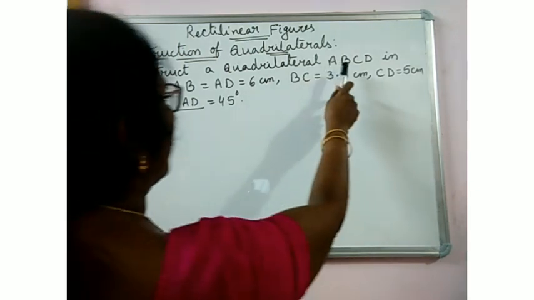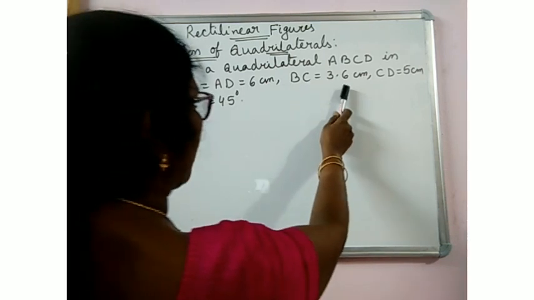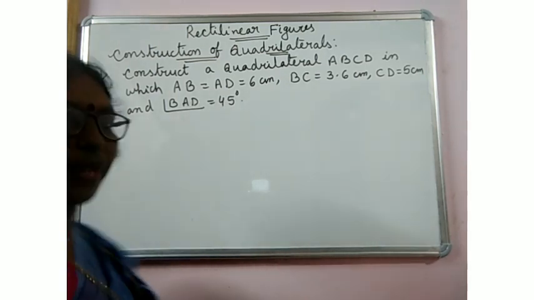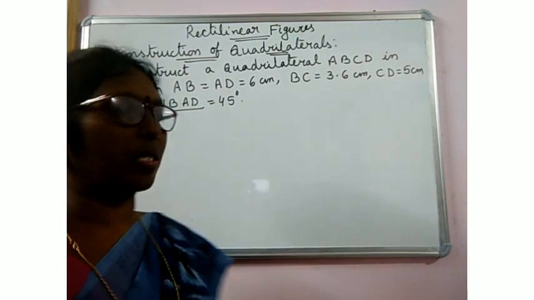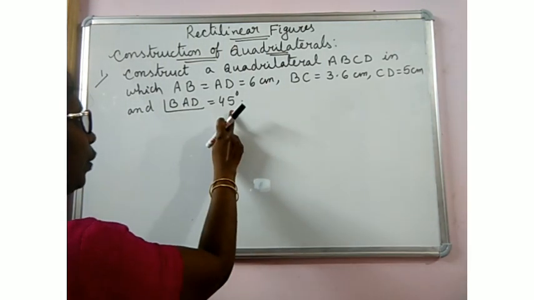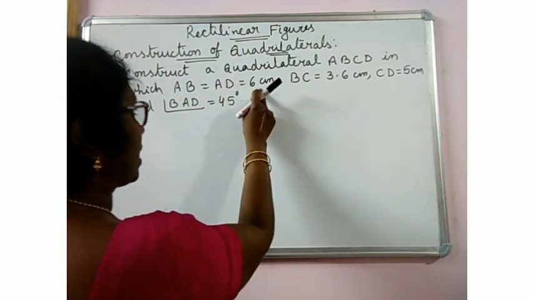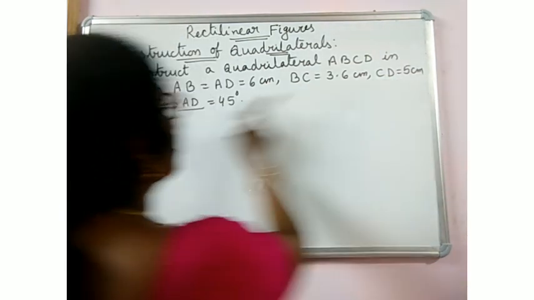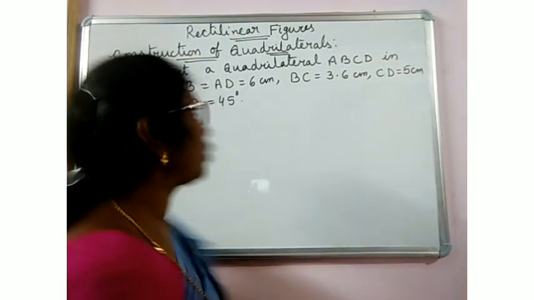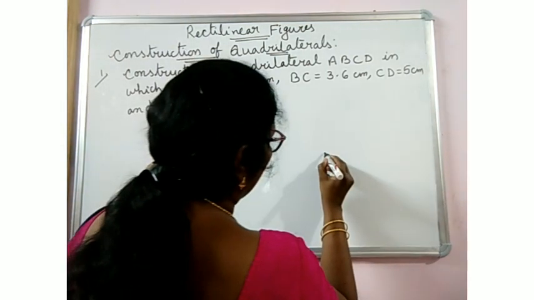Construct a quadrilateral ABCD in which AB is equal to AD is 6 cm, BC is equal to 3.6 cm, CD is equal to 5 cm and angle BAD is 45 degrees. At first you have to read it out like this, then roughly think how to do it. Angle BAD is given, that means the angle is at A. AB is 6 cm, AD is 6 cm, so either AB or AD you can take as the base. Let me take AD because BAD is there.